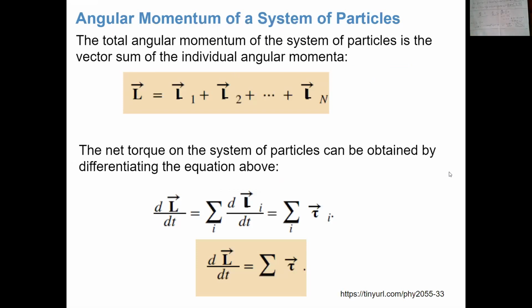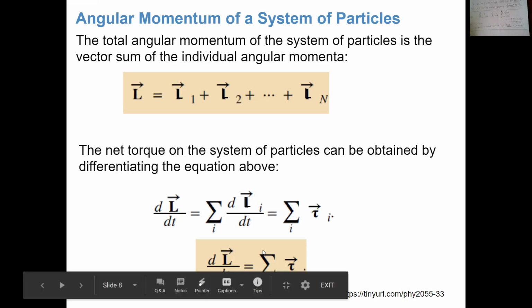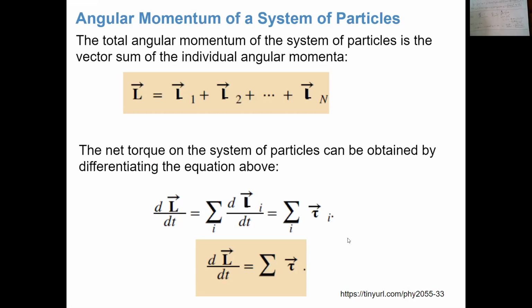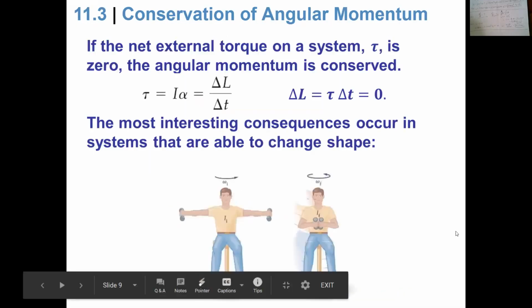If not, then we are going to take a look at a system of multiple particles. The total angular momentum should be the summation of the angular momentum of each of the particles. Then the derivative of the total angular momentum should be equal to the summation of all the torques on each of the particles. So it will be a similar expression to the one we saw earlier for a point particle, but just the summation of them all together.